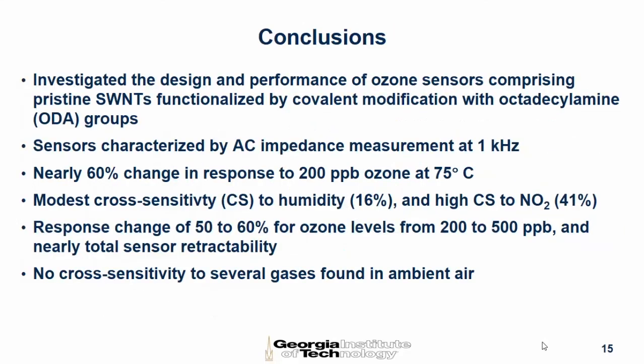So I'll conclude. Basically, we designed ozone sensors using functionalized single-wall nanotubes. This is the functional group that we attached to the nanotubes. We characterized the sensors by measuring the impedance at 1 kilohertz. We got a really good response, a 60% change for 200 parts per billion ozone at 75 degrees centigrade. Cross sensitivity was small for humidity, but reasonably large for nitrogen dioxide. And there were many gases found in the ambient environment, like carbon dioxide and ammonia, which were not cross sensitive either. Thank you very much.